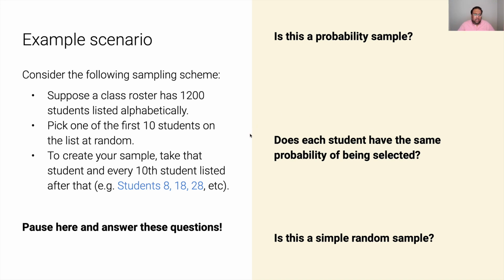Suppose you have a class roster with 1,200 students listed alphabetically, and you pick one of the first 10 students on the list at random. So you choose student 1, 2, 3, 4, 5, 6, 7, 8, 9, or 10. To create your sample, you take that student you chose and take every 10th student listed after that. So if the student you chose from the first 10 is student 8, then you will sample students 8, 18, 28, and so on until 1198, I guess.